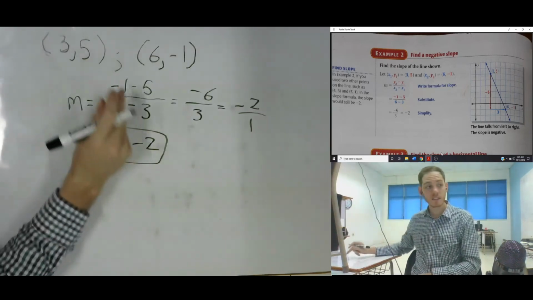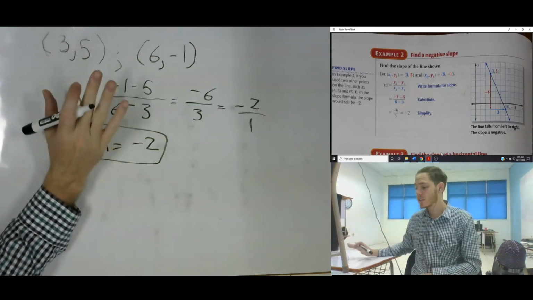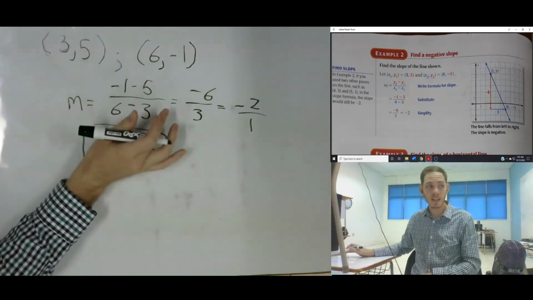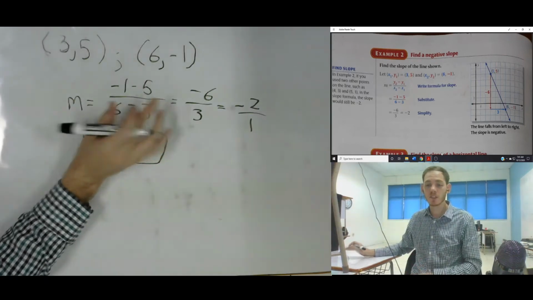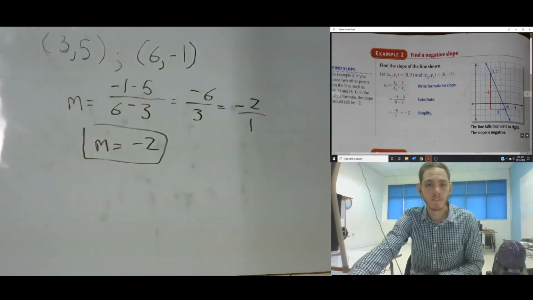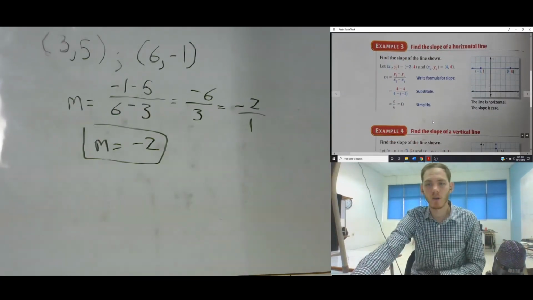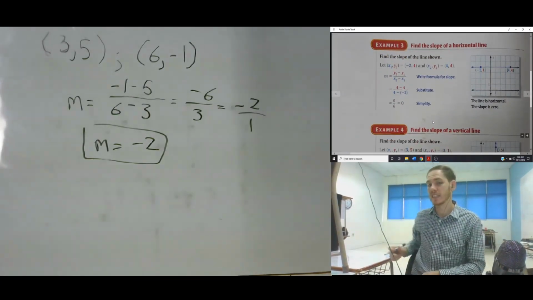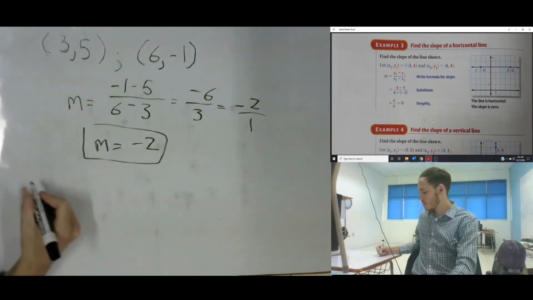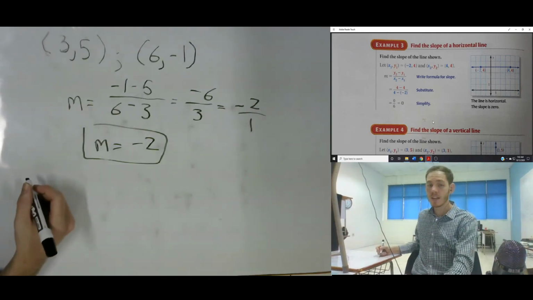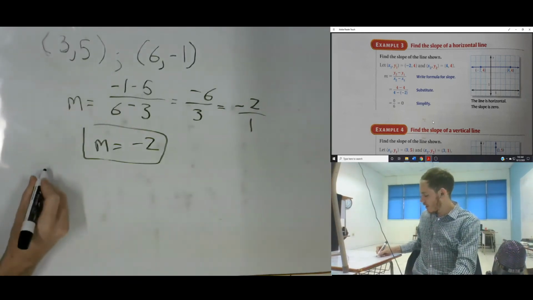So the process: you could do the y's first on top and the x's on bottom, but you have to keep it consistent. So that's a negative slope. Now, a horizontal line is going to have a 0 slope, so the y's won't change.